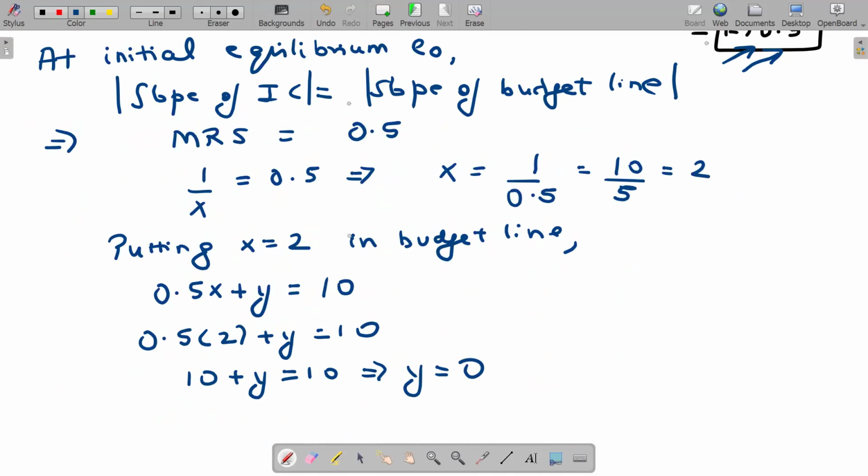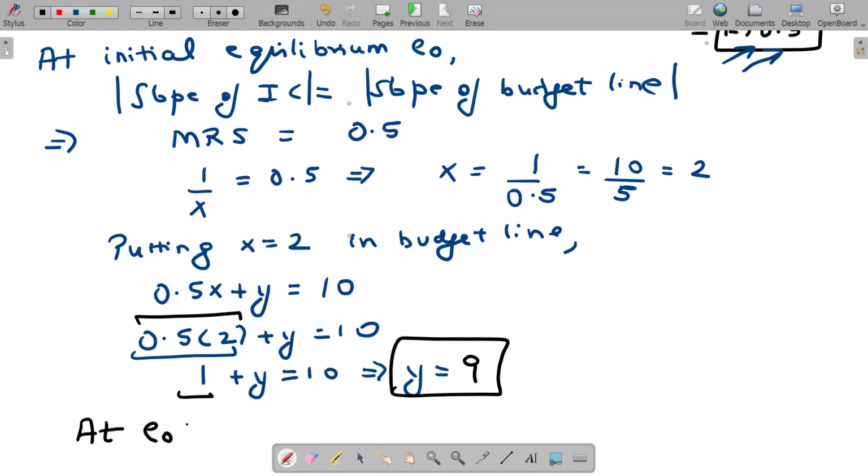Okay, so let me make a correction here, students. 0.5 times 2 is 1. Please correct this. There's a mathematical error. 0.5 times 2 is 1. So I get y as 9. That is why I was wondering, we can't get 0 as the answer anyways, because it's a tangency point. It's an interior point. So please make this correction. 0.5 times 2 is 1. So 1 plus y is 10, which gives me y as 9. That means at the initial equilibrium E0, the values of x and y are 2 and 9 respectively.